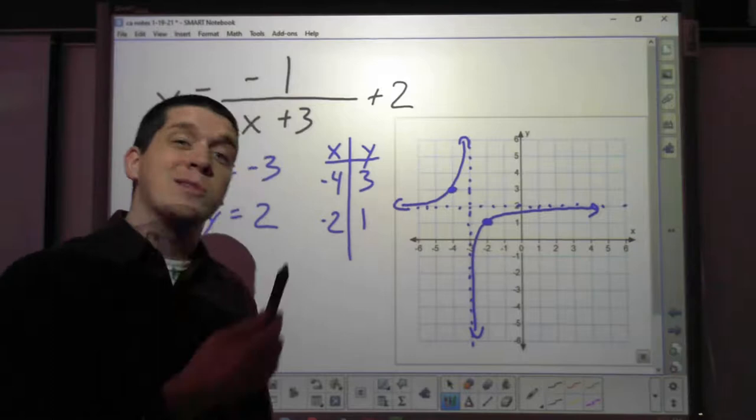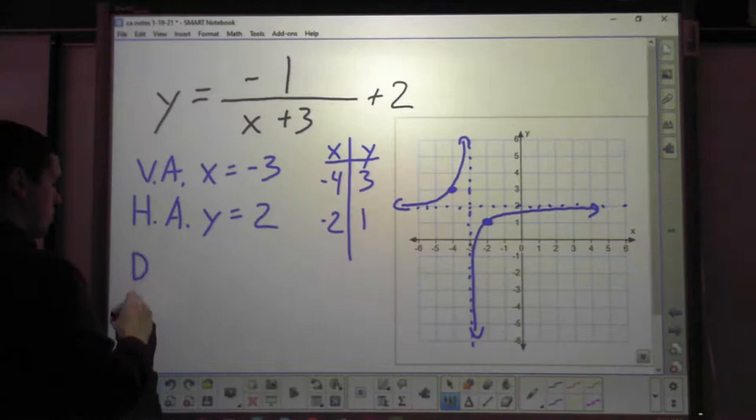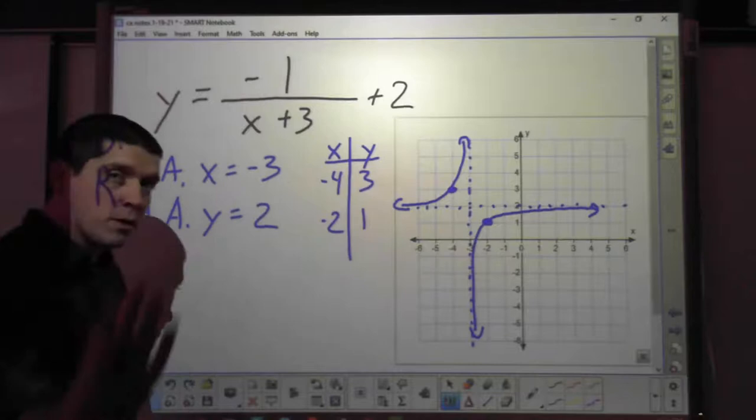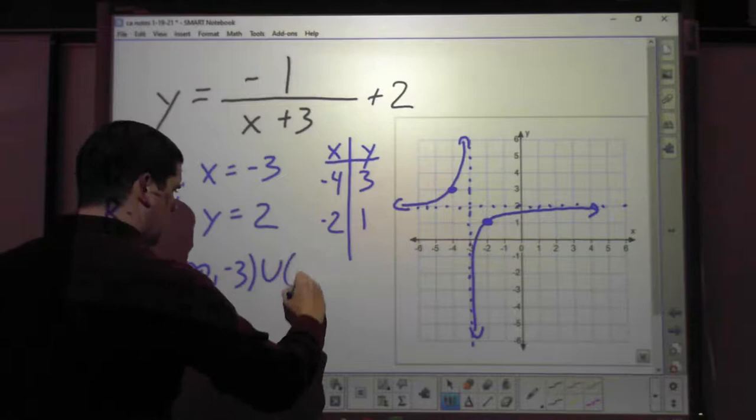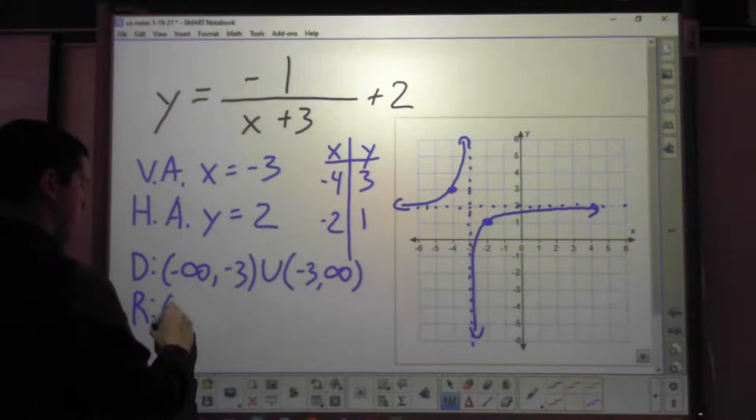And now domain and range. Hopefully, now that maybe you messed up on the horizontal asymptote, hopefully nobody messed up on the vertical asymptote. But hopefully with that in mind, you can go ahead and say, yeah, I got this: negative infinity to negative 3, union, negative 3 to infinity for my domain. For my range, negative infinity to 2, union 2 to infinity.